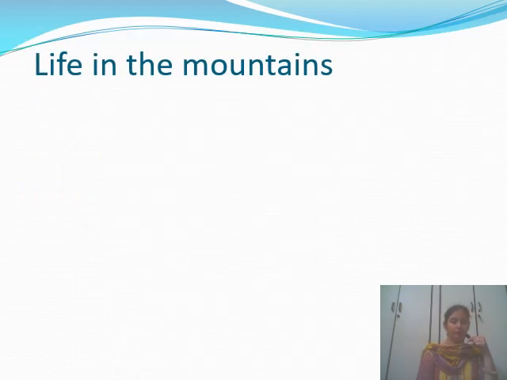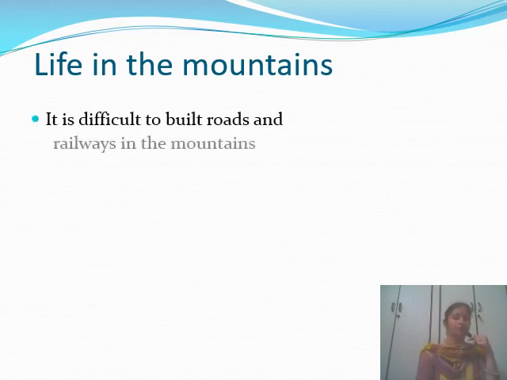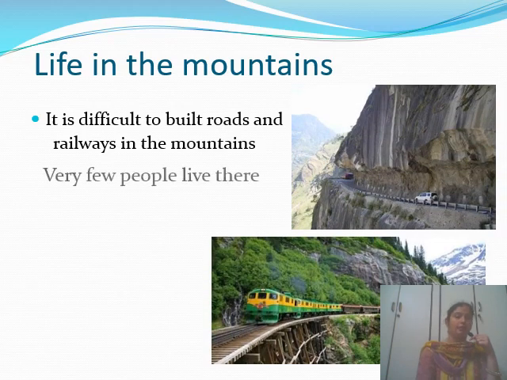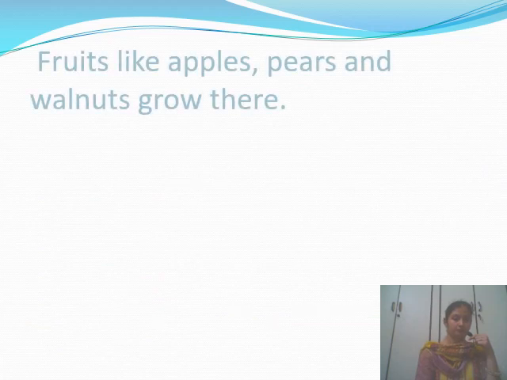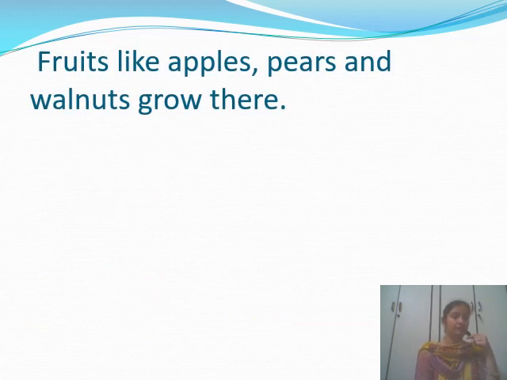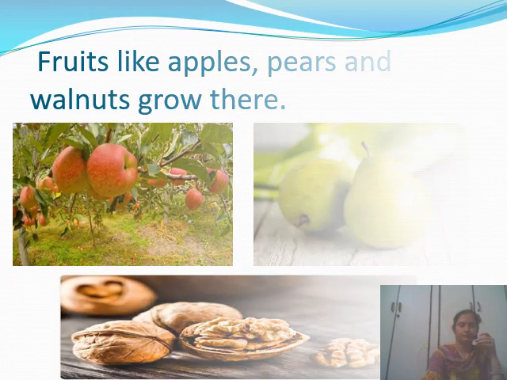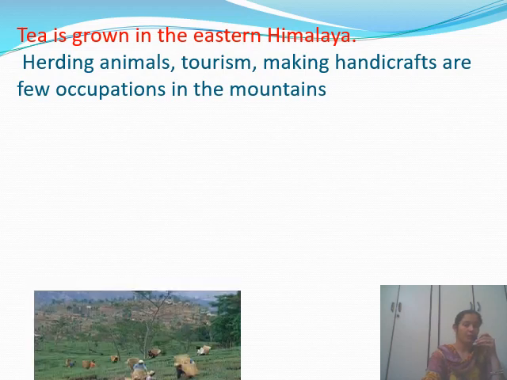Life in the mountains. Now, what type of life do we imagine in the mountains? Of course, the life in the mountains is very difficult. It is difficult to build roads and railways in the mountains. Very few people live there. Fruits like apples, pears, walnuts grow there. Tea is grown in the eastern Himalayas.